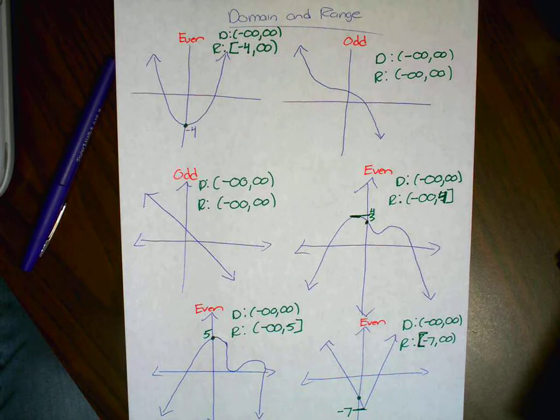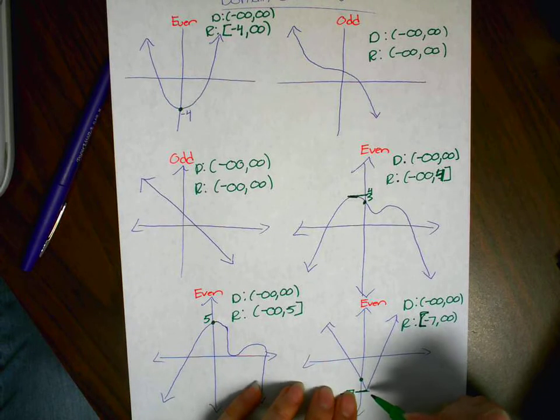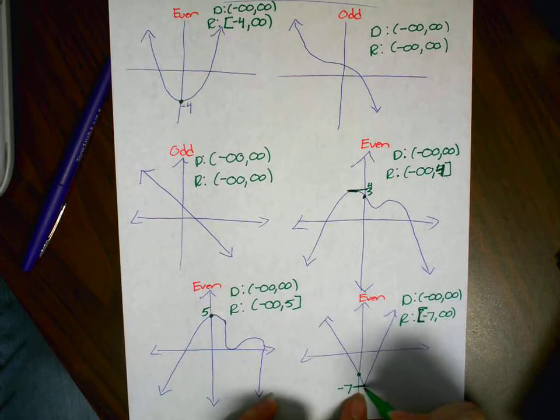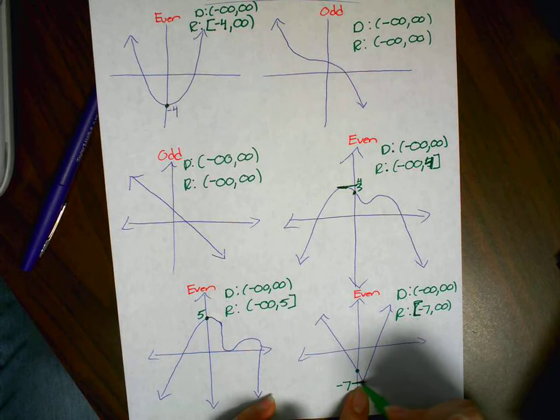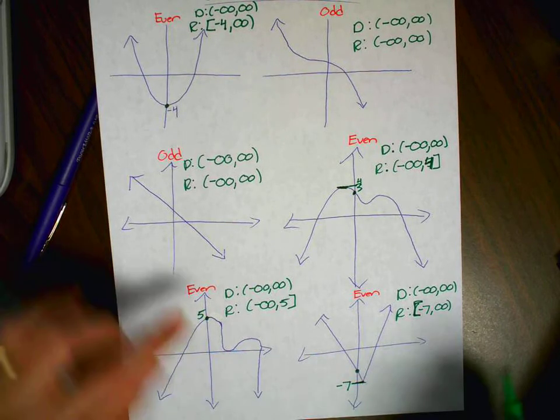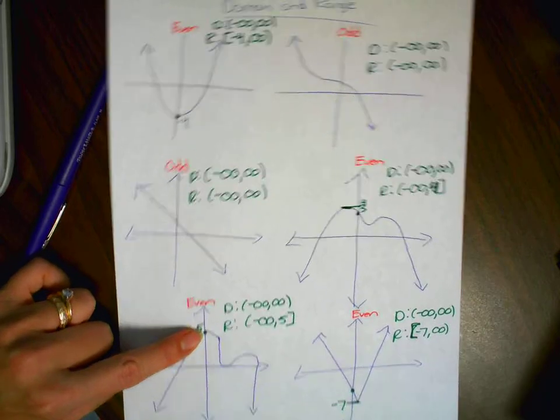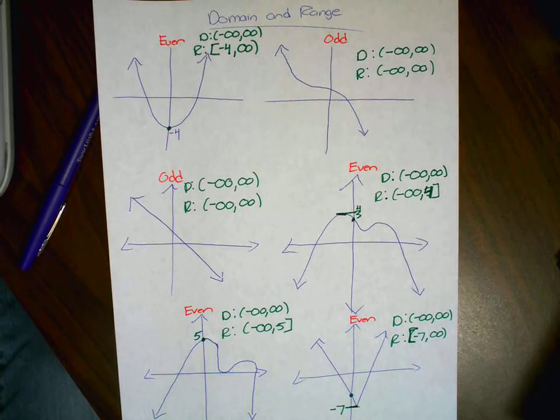Remember, brackets means you are including the number. So if it's touching it, like right here, I'm including it. I'm including -7. I have a value of x when y is -7. I'm including 5. I have a value of x when y is 5. So that's all there is to domain and range. The odd ones are really easy and the even ones are really not that much more difficult.